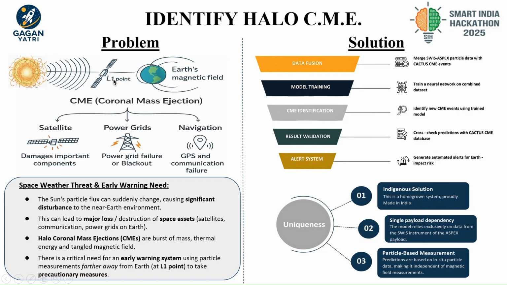It is at the L1 point, which is Lagrange point 1 in space, at which the gravitational pull of the Sun and Earth is equal. Our model is very unique because it uses an indigenous solution, all the data of ISRO, an Atmanirbhar Bharat solution. Second, it has single payload dependency, as at this time ISRO uses 4 payloads to calculate CME. We are only using a single payload on 4 factors to decide whether it is a CME or not, and it reduces the magnetic field measurements, which is a greater problem of ISRO, seen in the research paper.